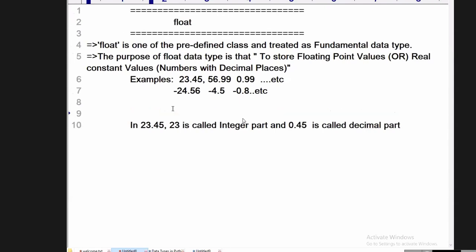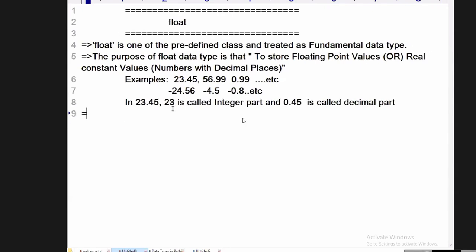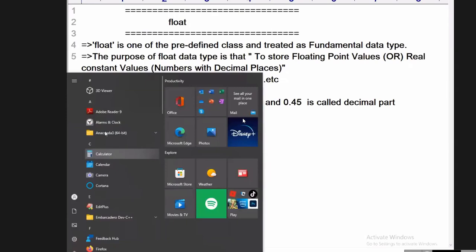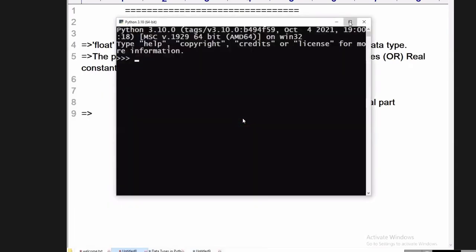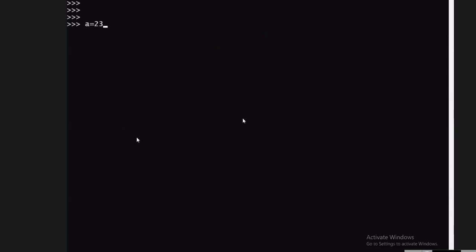Okay, right. Keep it aside. Now try to catch me quickly. Next, I'll go for certain examples. Go to the Python environment, under that Python 3.10. Look at this. I'm going to take this. Now here A is equal to 23.45, print of A comma type of A.